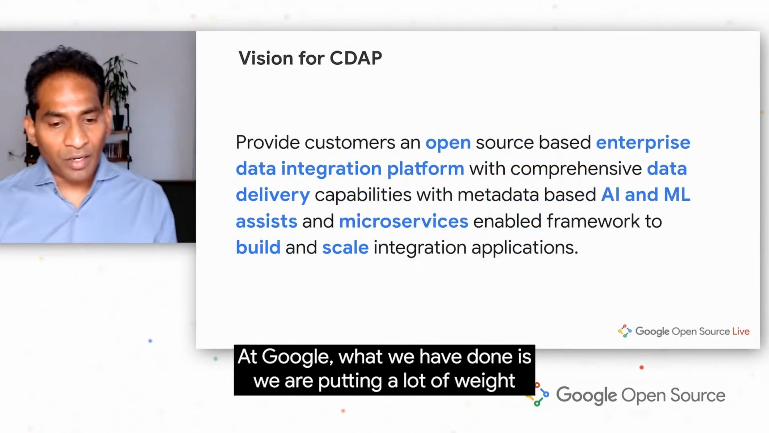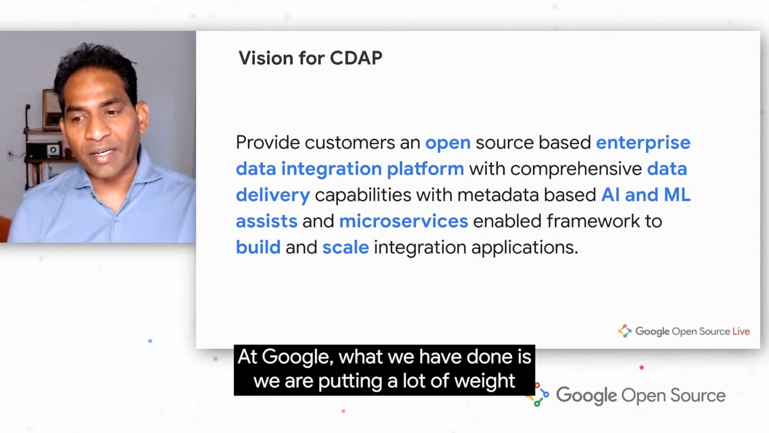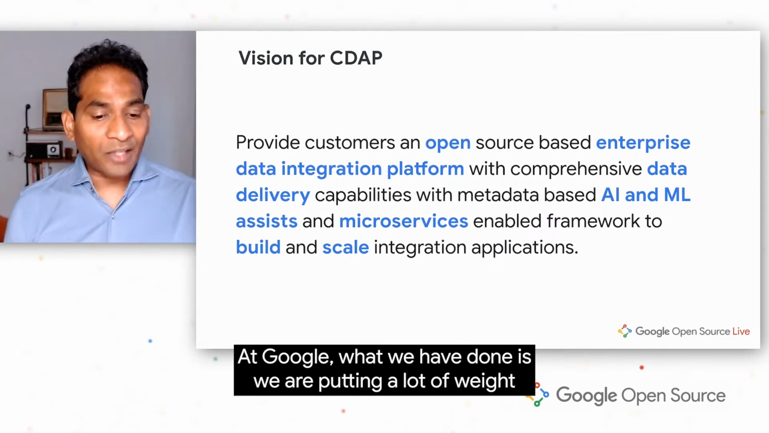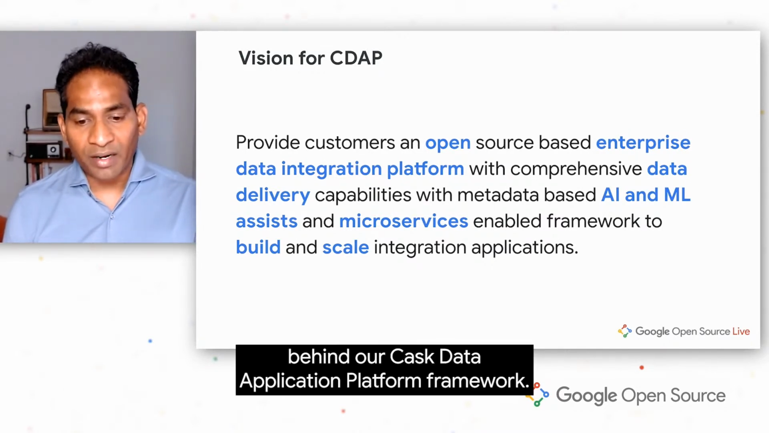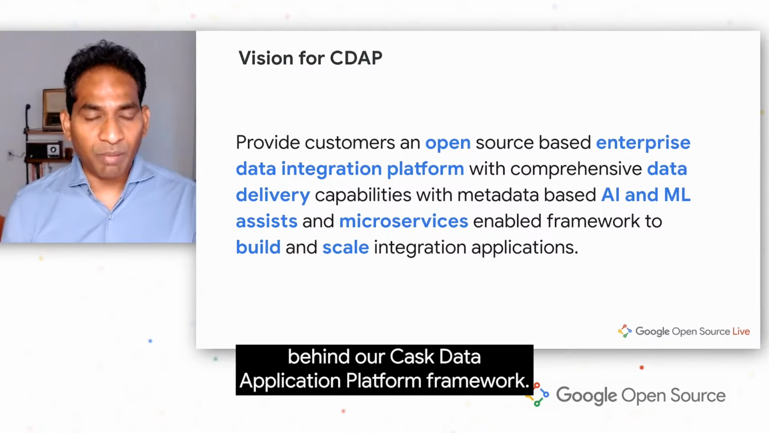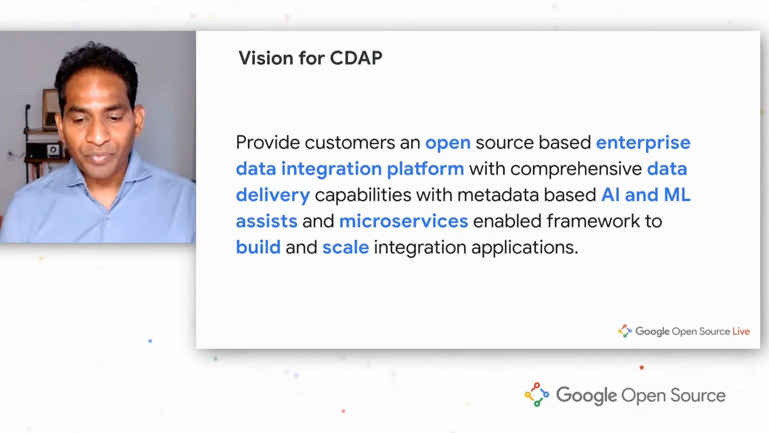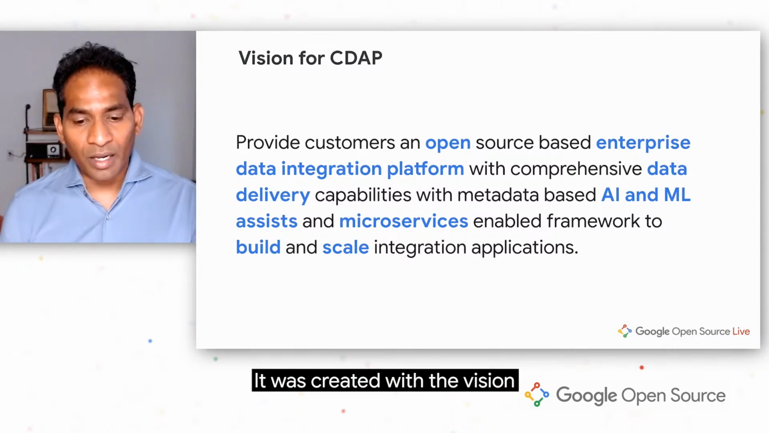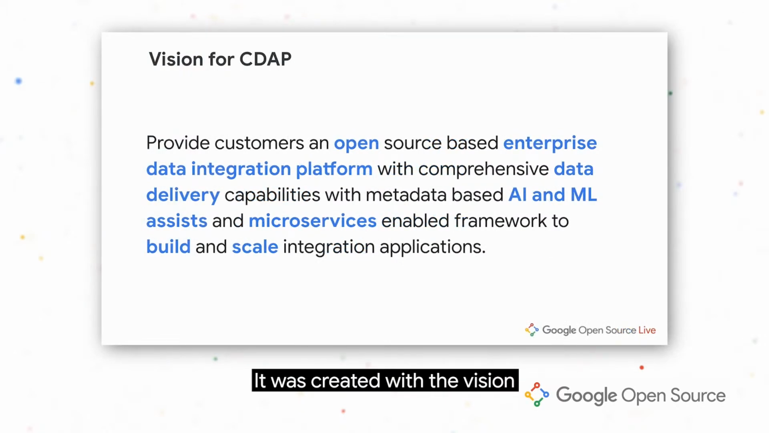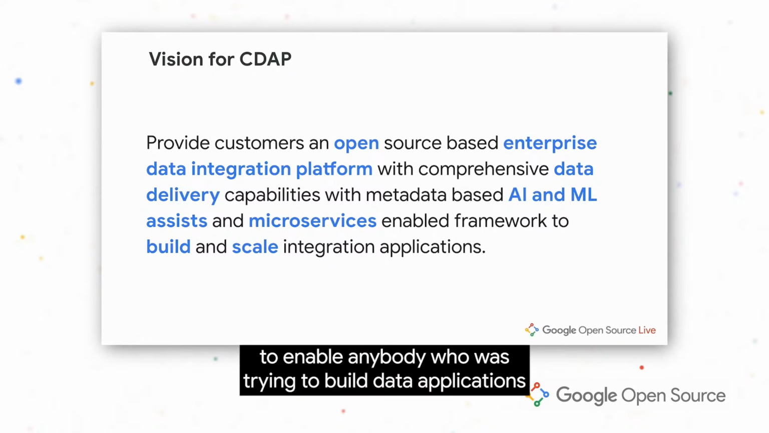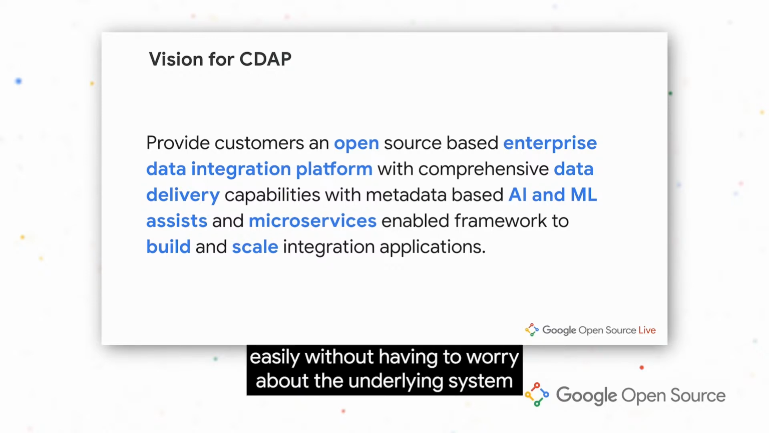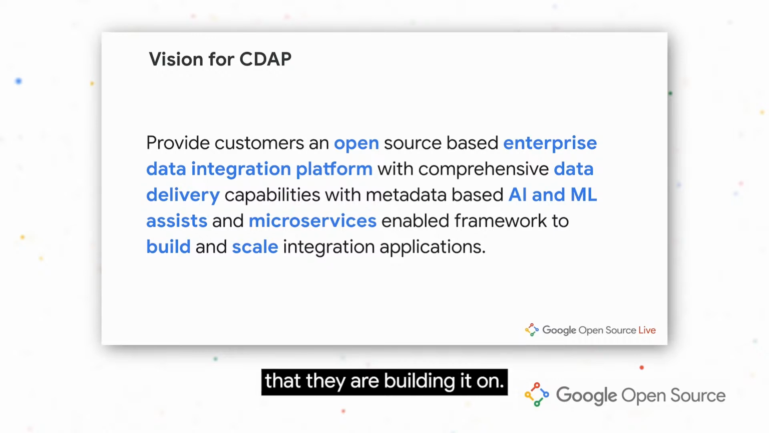So these are the foundational challenges that are faced by any enterprise today that is dealing with data. What we have done at Google is, we are putting a lot of weight behind our Cask Data Application Platform framework. Now, CDAP has been around for a long time. It was created with a vision to enable anybody trying to build data applications easily, without having to worry about the underlying system that they are building it on.